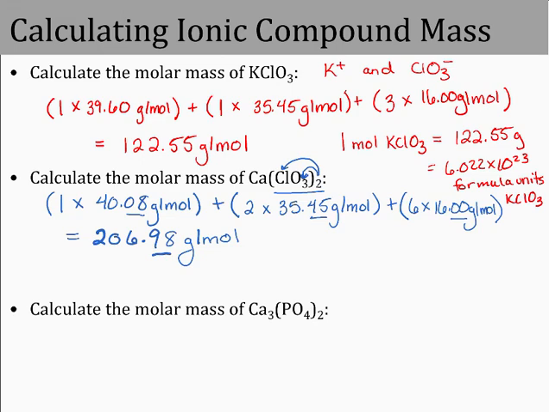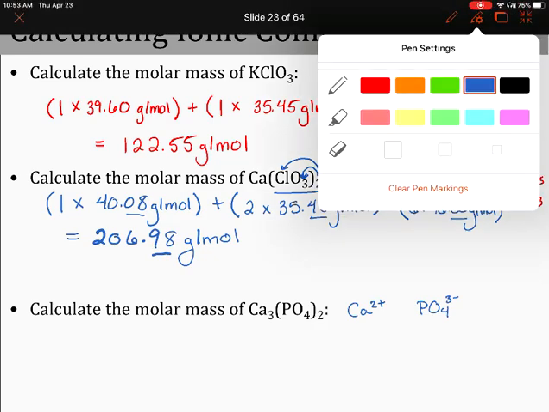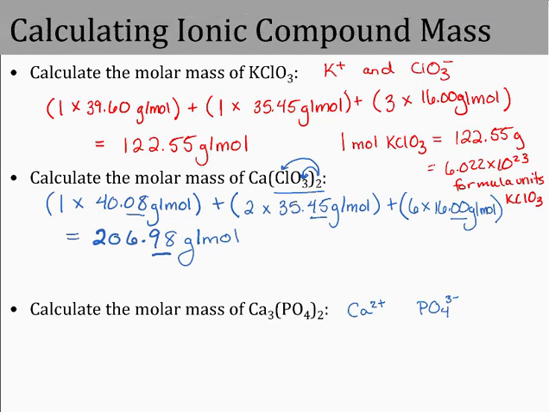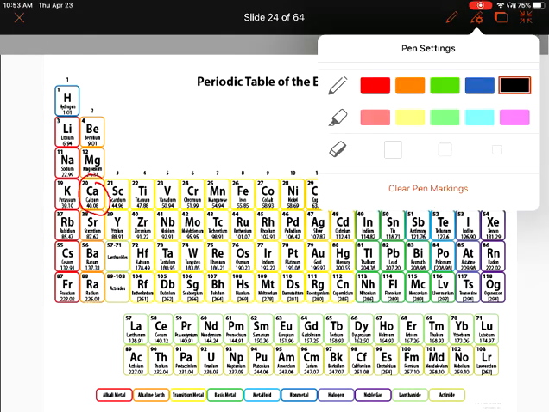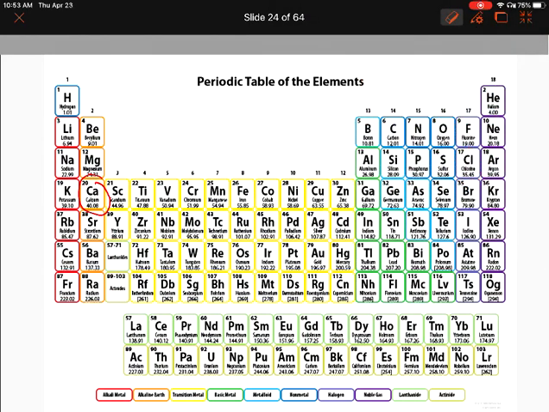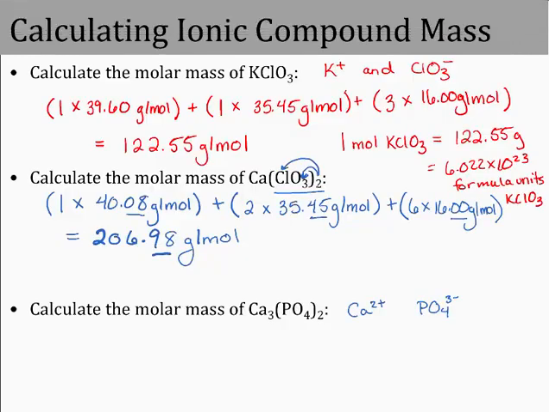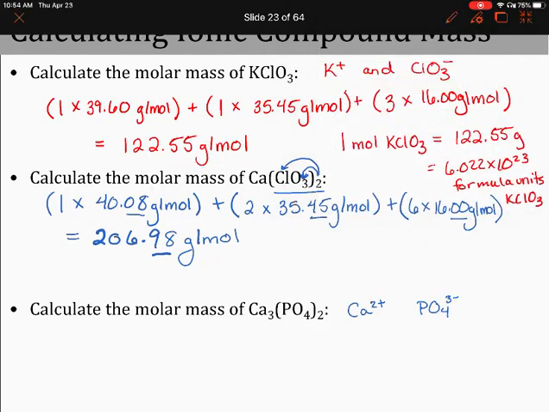All right, so last but not least, we're going to calculate the molar mass of calcium bonded to phosphate. So here we have 3 calcium ions, and those are bonded to 2 phosphate ions, which have a 3- charge. And I'm going to change colors again. So if we go to our periodic table, we're still using calcium, but instead of oxygen and chlorine, we're now using phosphorus and oxygen. Okay, so let's write all of these masses and then calculate the molar mass.